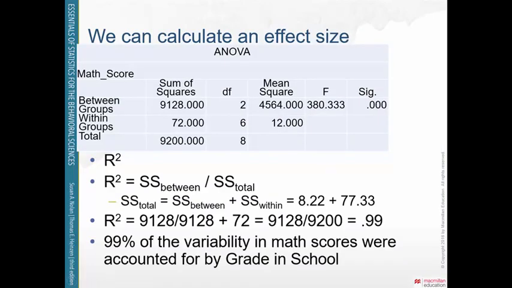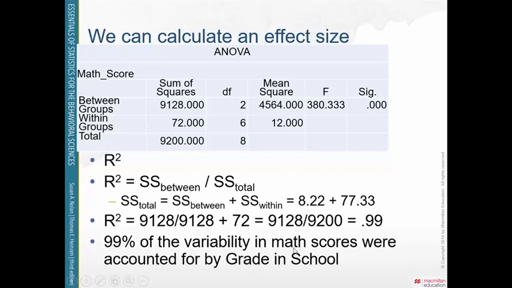So let's do our effect size, sums of squares between over sums of squares total. Again, we calculated all these numbers before. Sums of squares between 9,128 over sums of squares total, which is the between plus the within. 9,128 plus 72 gives you 9,200, which that division is then 0.99.